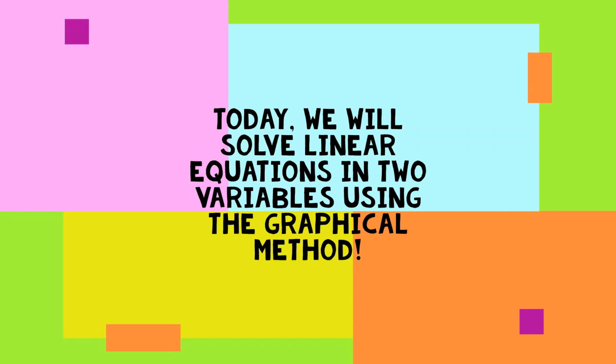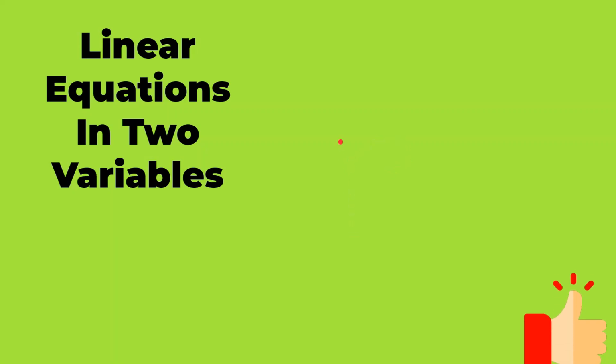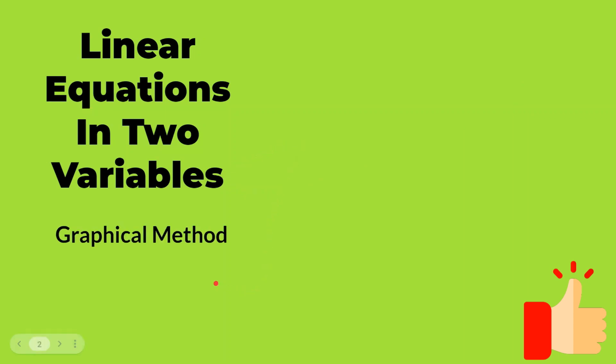Today, we will solve linear equations in two variables using the graphical method. So, in the last video we have seen how to solve linear equations in two variables using the substitution method. That is, find the value of one variable in terms of the other variable from the first equation and then substitute the value of that variable into the second. And if you want to find that video, you can look over here. But anyway, today we are going to see the graphical method of solving.